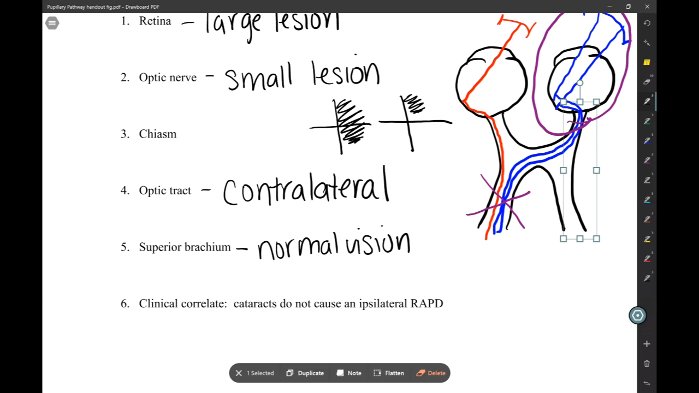This is really important to remember because a person with a cataract may come in unable to see. If you do pupils and he has a relative afferent pupillary defect in the same eye as the worst cataract, you should be suspicious that something else is occurring. The vision loss is not due to the cataract alone.